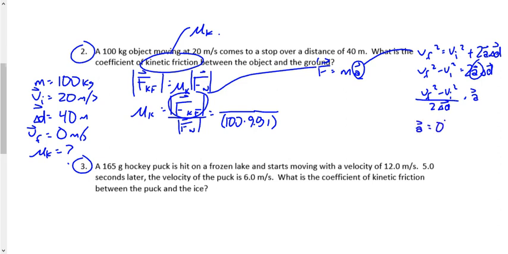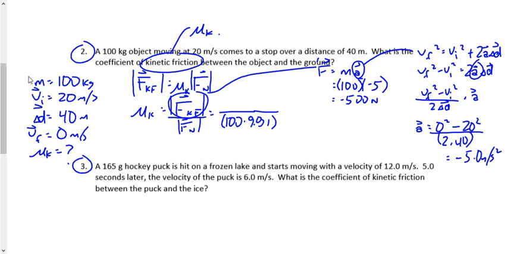So let's say 0 squared minus 20 squared over 2 times 40. That gives me negative 400 over 80, which is negative 5.0 meters per second squared. So this object slows down at a rate of 5.0 meters per second squared. Now, if we multiply that by mass, 100 times negative 5, we get negative 500 newtons.